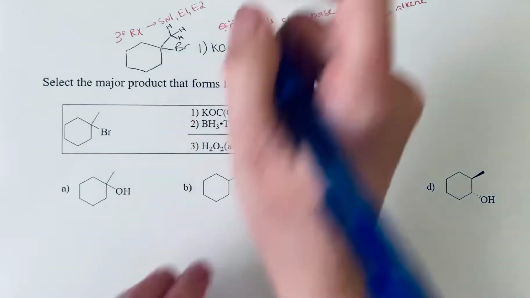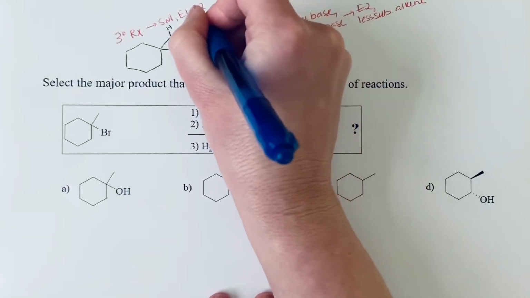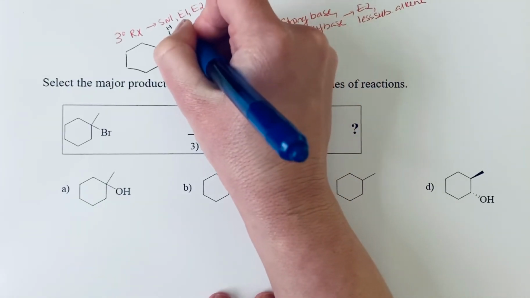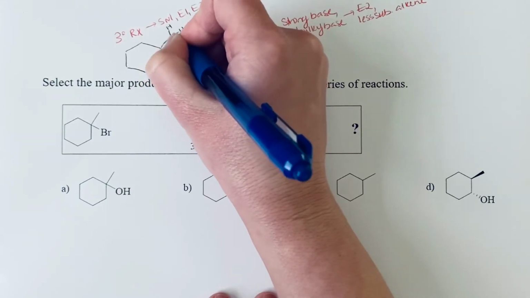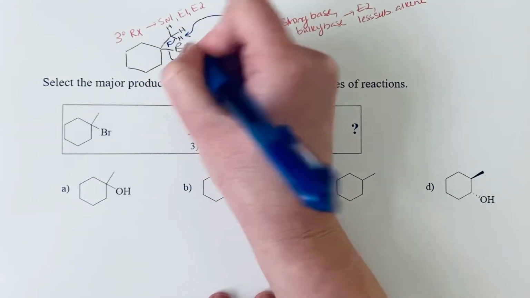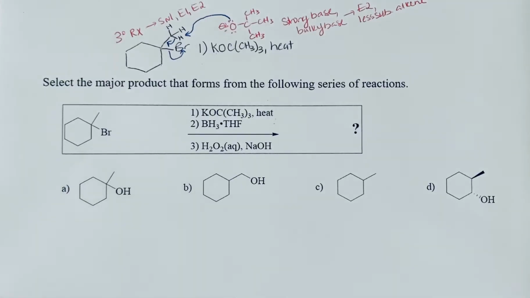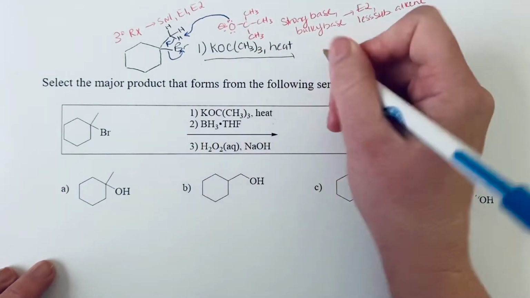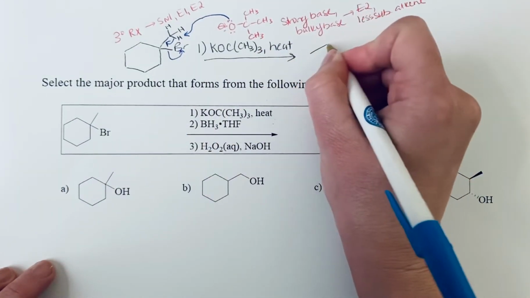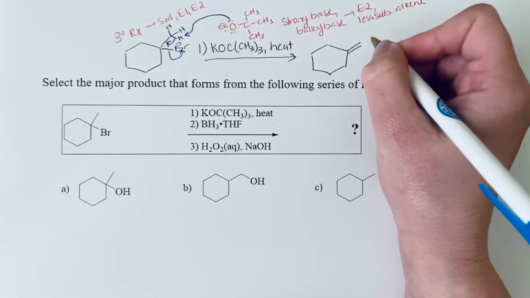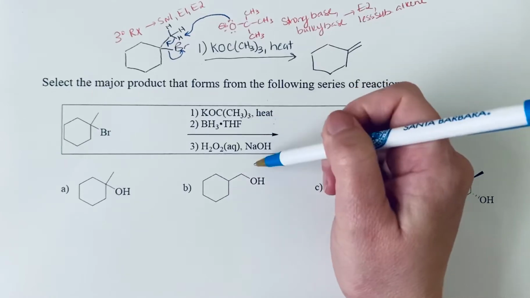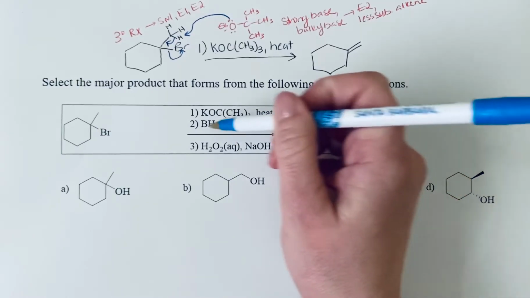So we're going to draw an arrow to any one of these hydrogen atoms, and then we push these electrons in to form the pi bond and push off the bromine. So the product of this first step is this alkene.